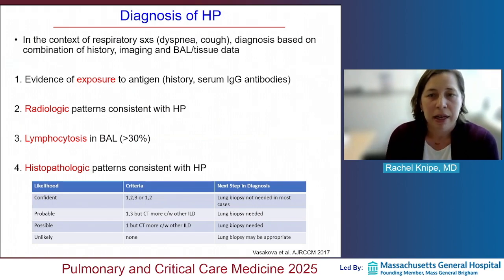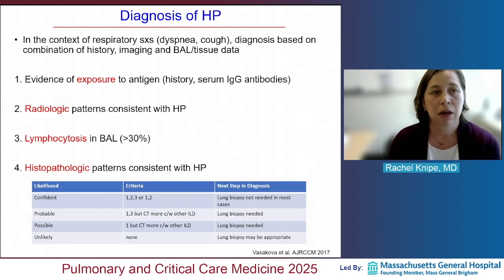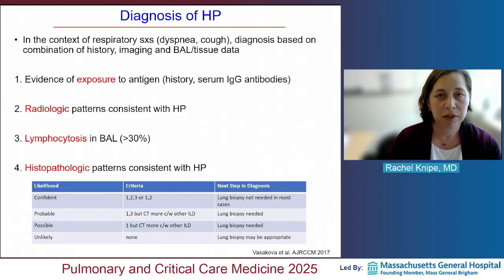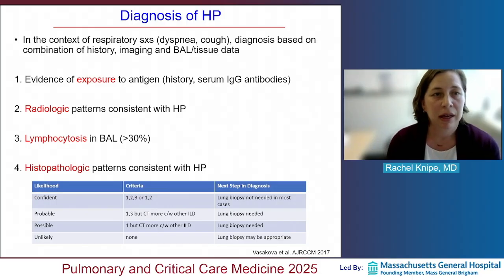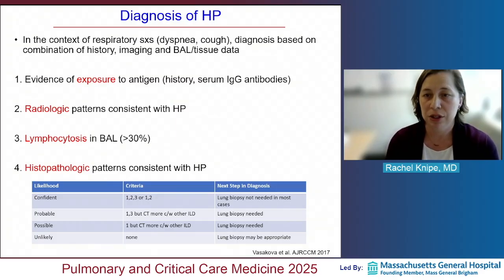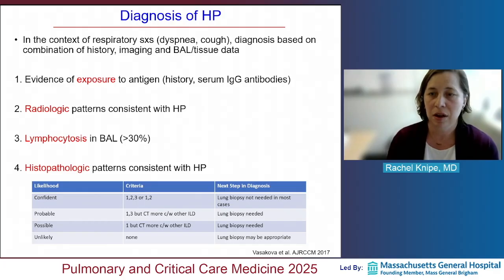Okay, so how do we make a diagnosis of HP? The diagnosis is based initially in the context of respiratory symptoms, often dyspnea and cough. And it's really a combination of history, imaging, and then BAL and/or tissue data. To have a high confidence in the diagnosis, there should be some evidence of exposure to an antigen, either by history or by serum IgG antibodies, and a radiologic pattern consistent with HP.